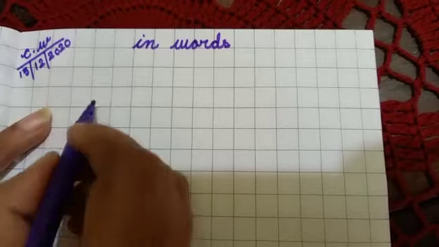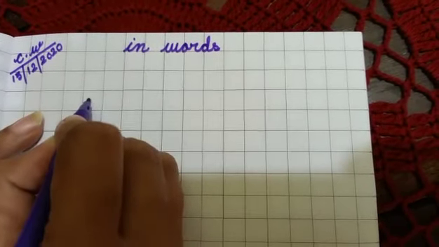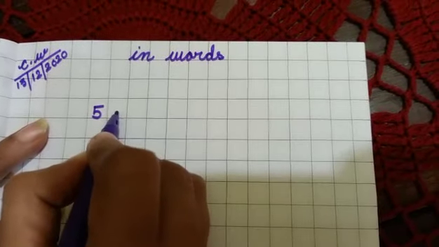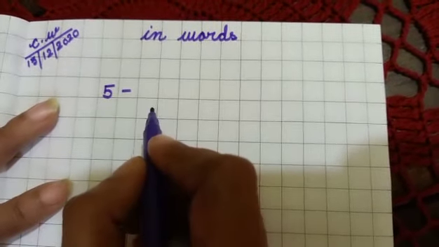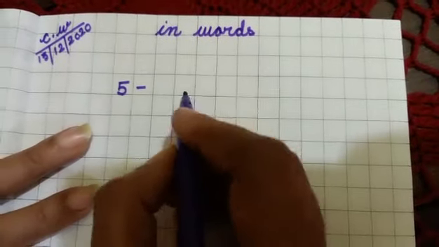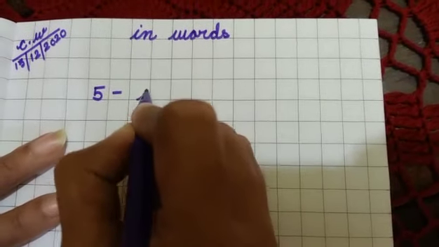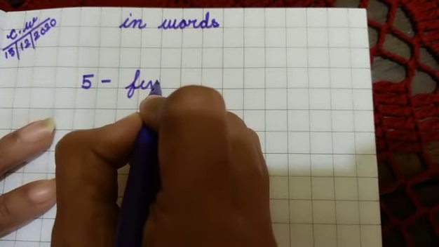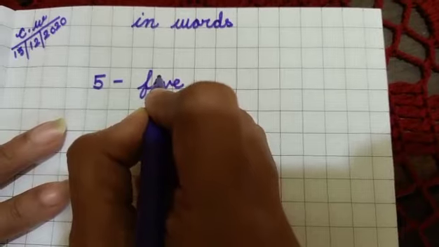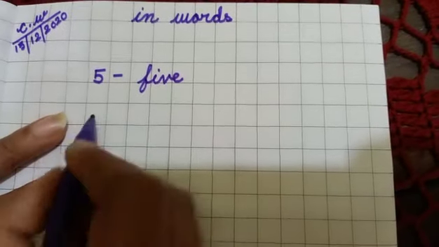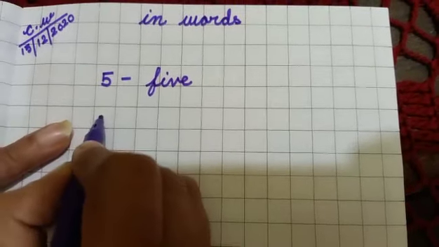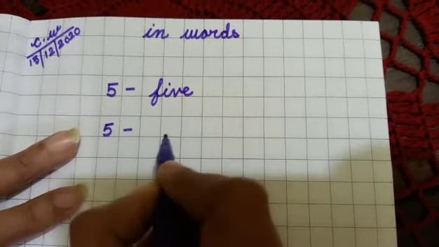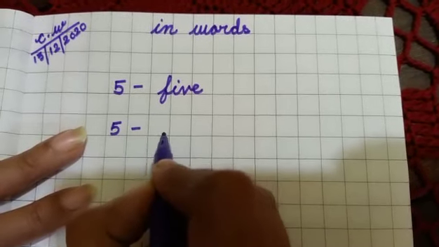Now lift two boxes and write here number 5 and give dash. Okay, and write the spelling of 5. F, I, V, E, 5. Leave one box and write the number 5, give dash and write 5.